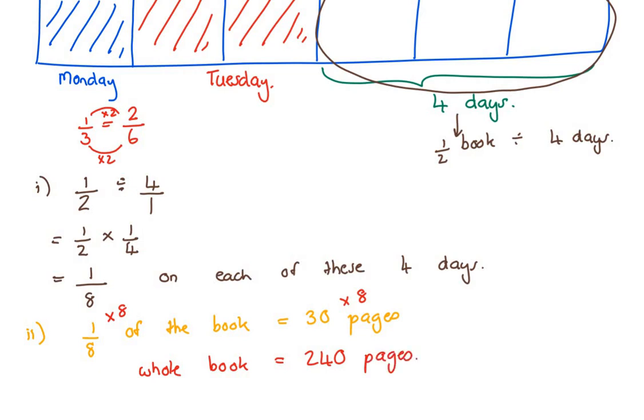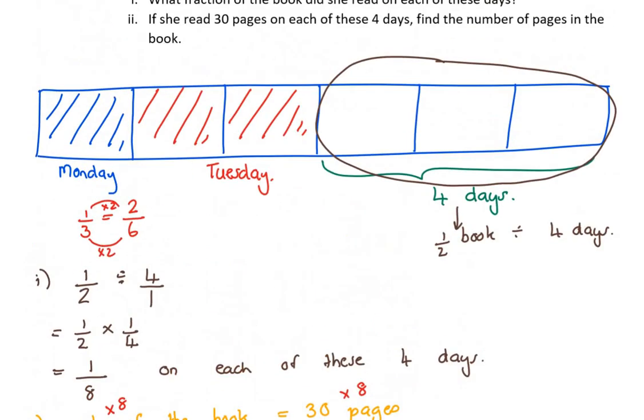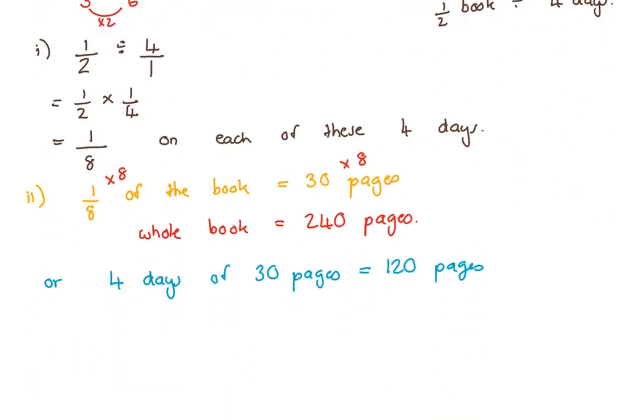Now that's one way to do it. Or you could say, I have 4 days of 30 pages. And 4 days of 30 pages would give me 120 pages in total. Now that means that this bit here, all of this, represented 120 pages. Now that 120 pages is half the book. So this is half the book. So therefore the whole book would just be double that. So therefore the whole book would be 2 times 120, which gives me 240 pages.